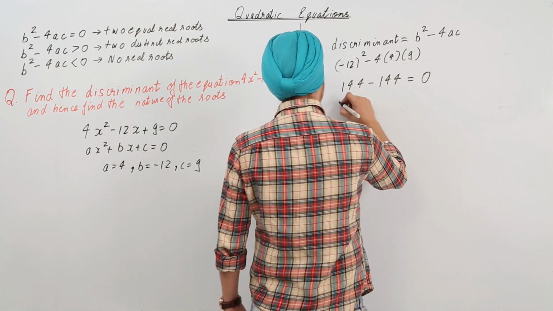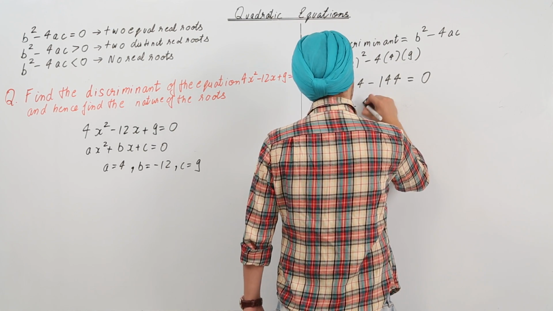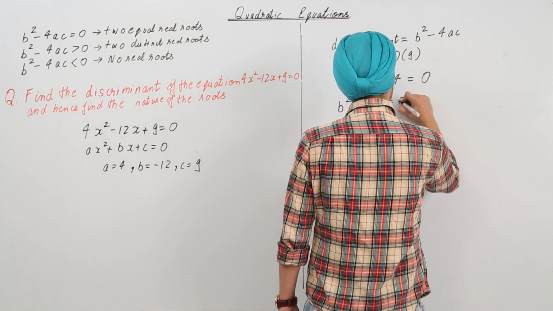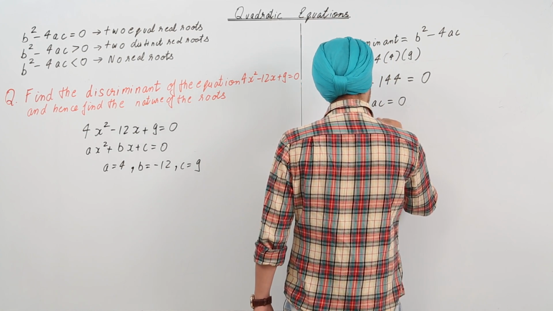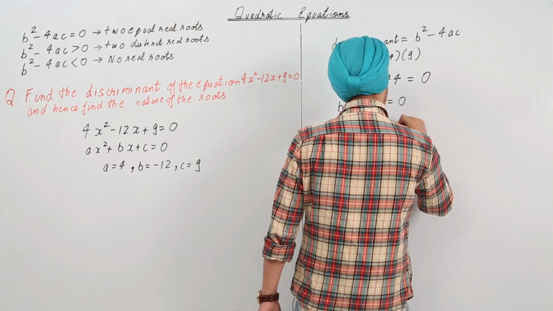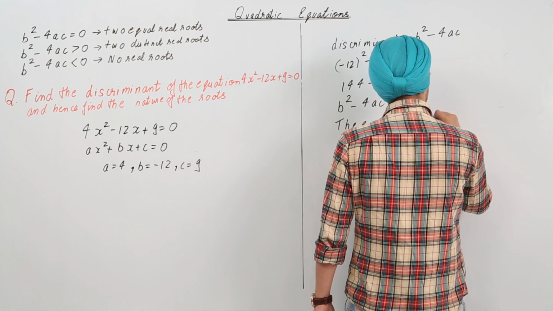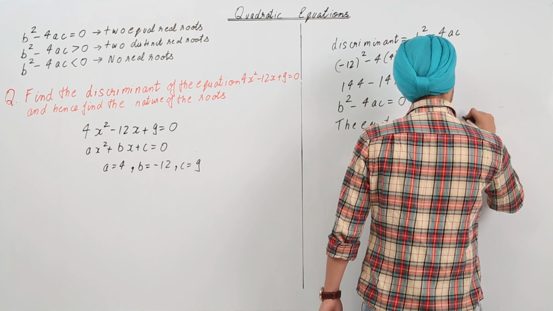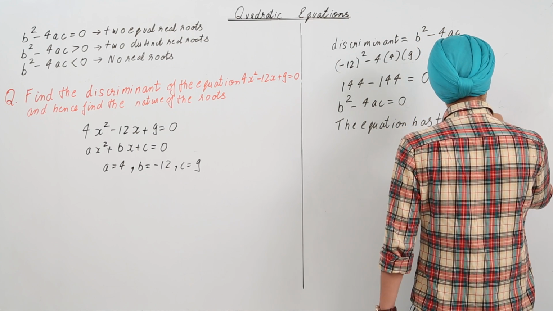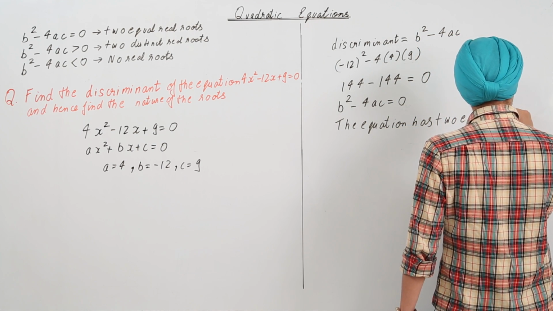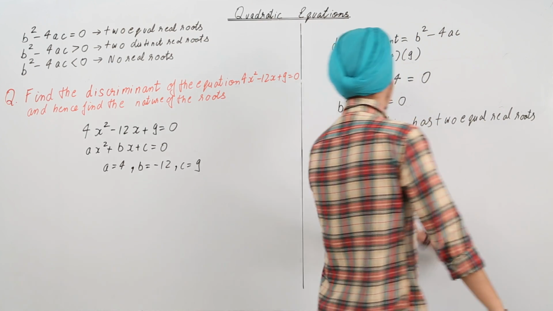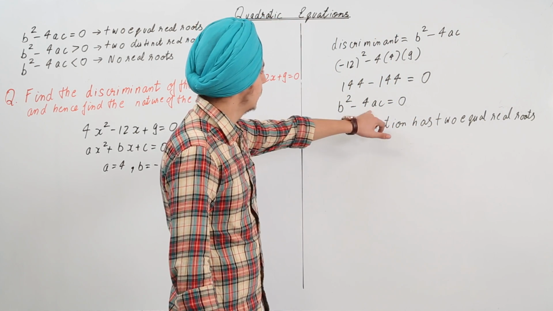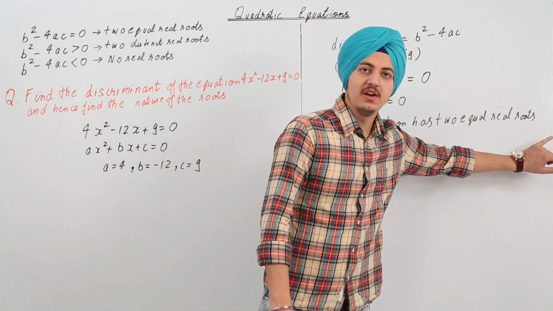So if b square minus 4ac is equal to 0, the equation has two equal real roots. If the discriminant is equal to 0, the equation has two equal real roots.